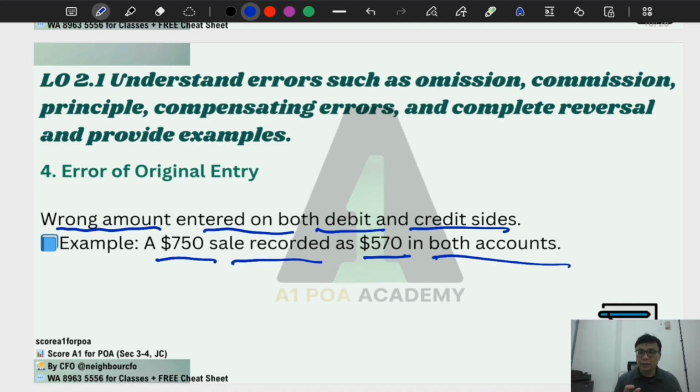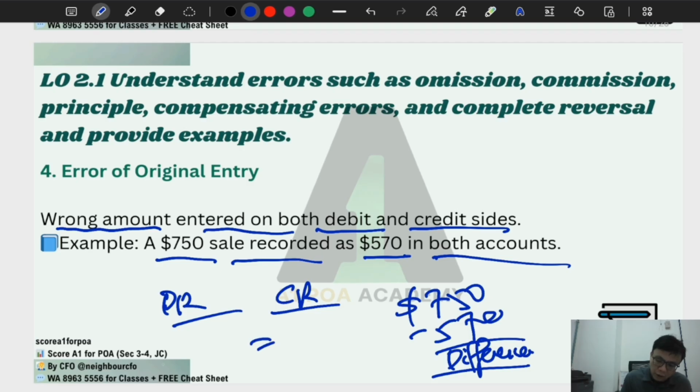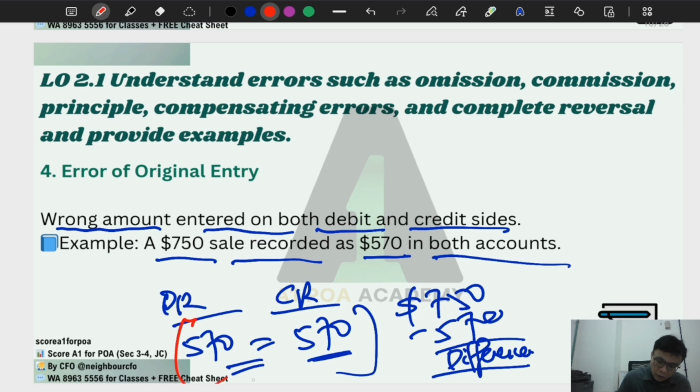So you can see that there's a difference. If you take 750 and minus 570, this difference will lead to inaccuracy of the accounts, even though your debit and credit will be equal, because you have picked up the same amount on both sides, but that amount is the wrong amount, resulting in the difference.